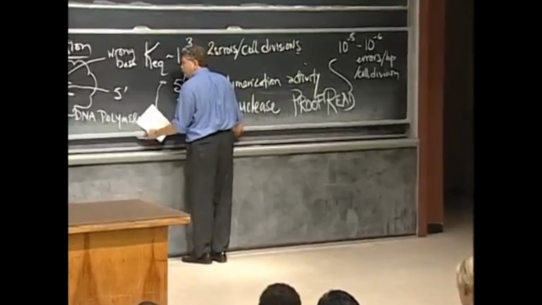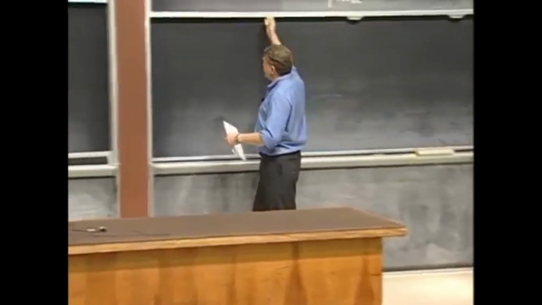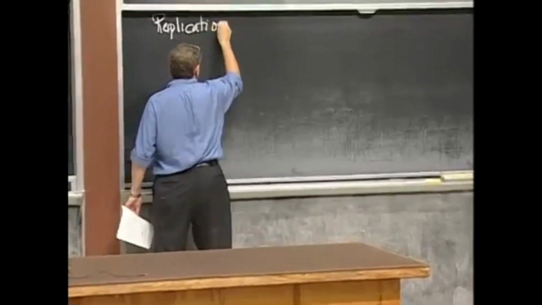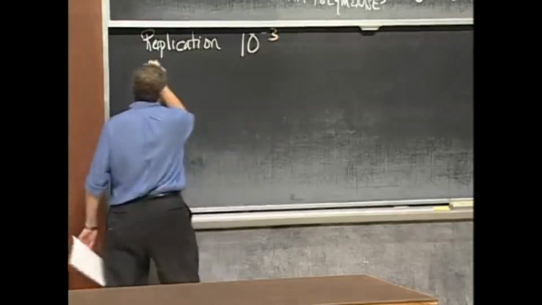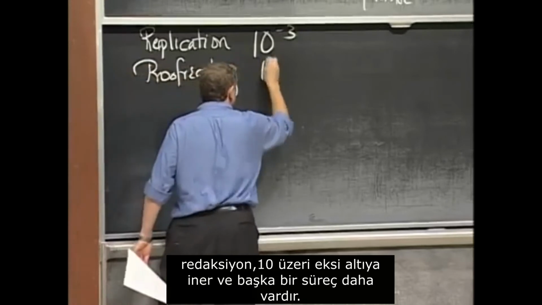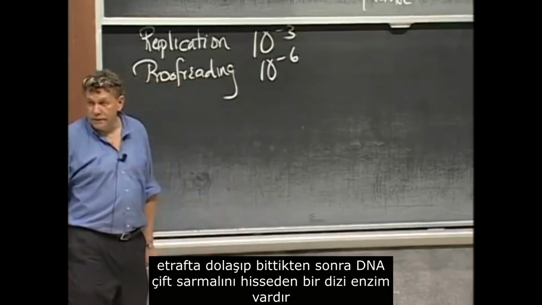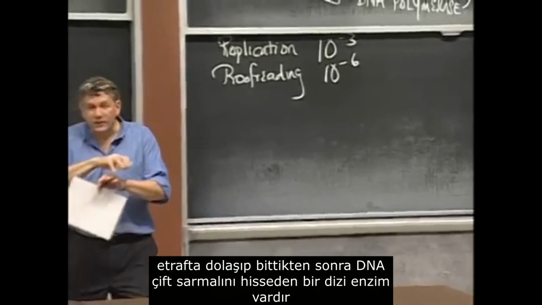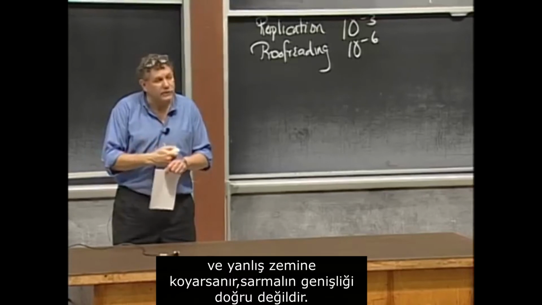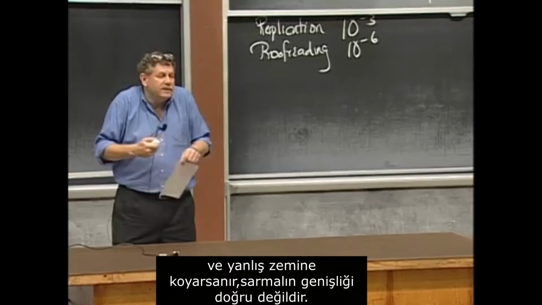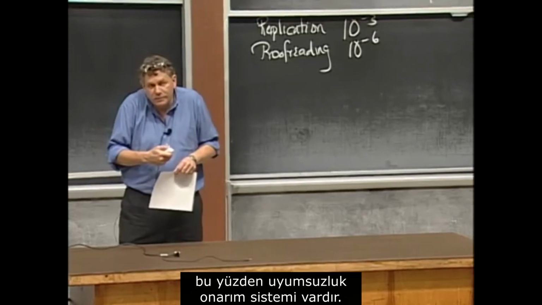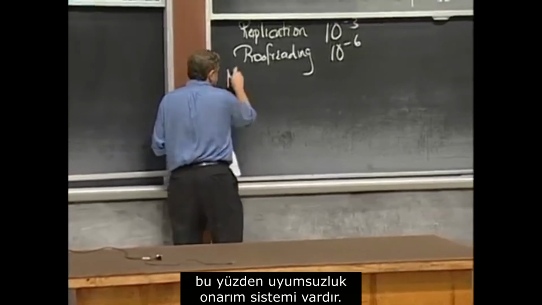So proofreading helps. So we have the fidelity of replication. Replication makes an error at a rate of 10 to the minus third. Proofreading brings you down to 10 to the minus 6. And there's another process. There are a set of enzymes that go around and feel the DNA double helix after it's finished. And if you put in the wrong base, the width of the helix is not right. The shape is wrong. It feels for mismatches. So there is a mismatch repair system.